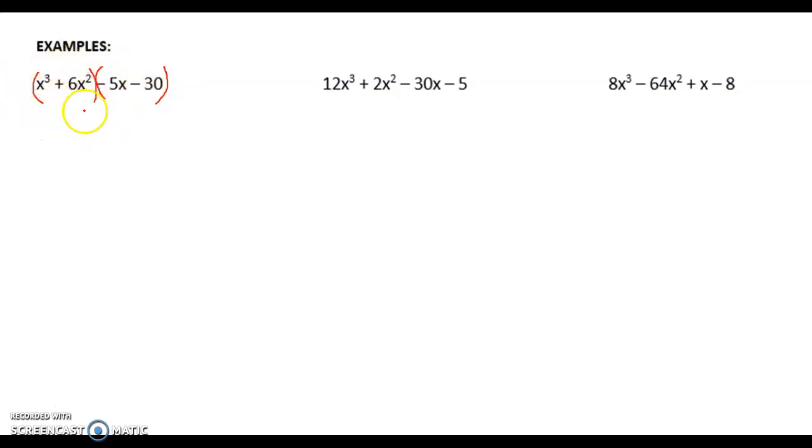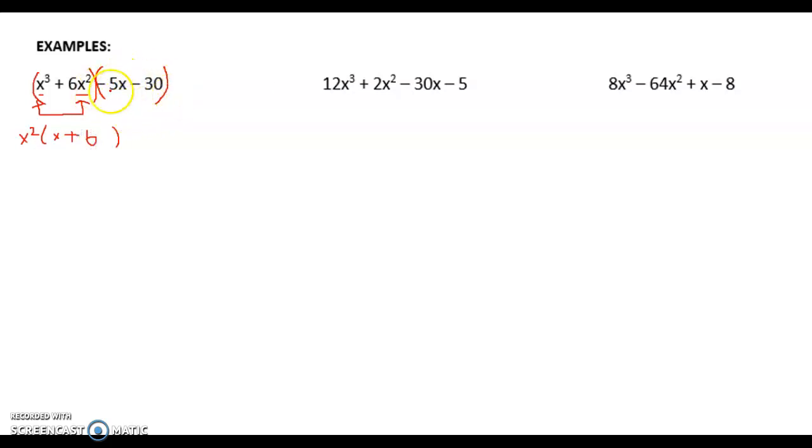Now I'm going to see if I can find a GCF again. But this time, I'm only going to look for a GCF between the first 2 terms. I know that there is a GCF with x. They both have x, so I can take out an x squared. If I take out an x squared, I'm left with x plus 6.